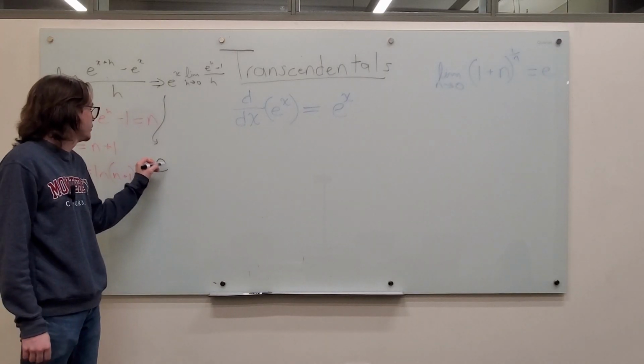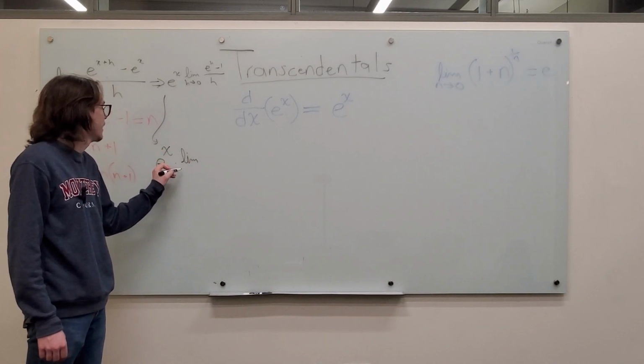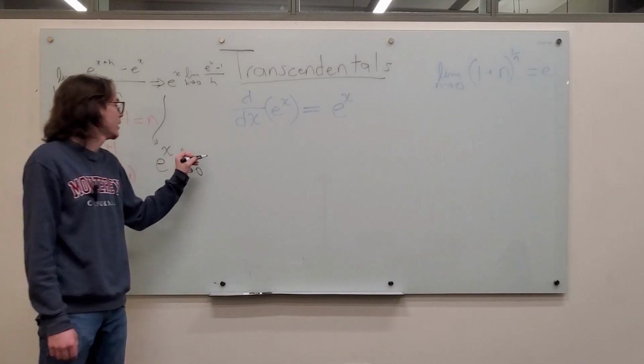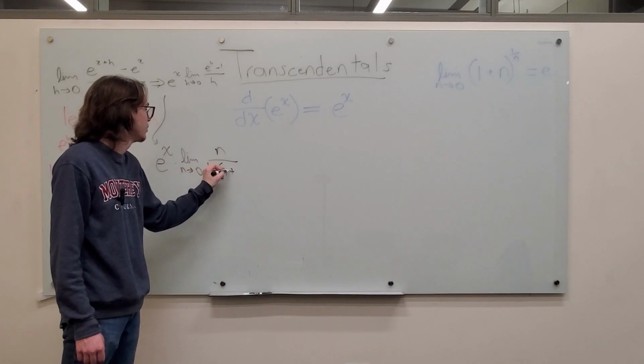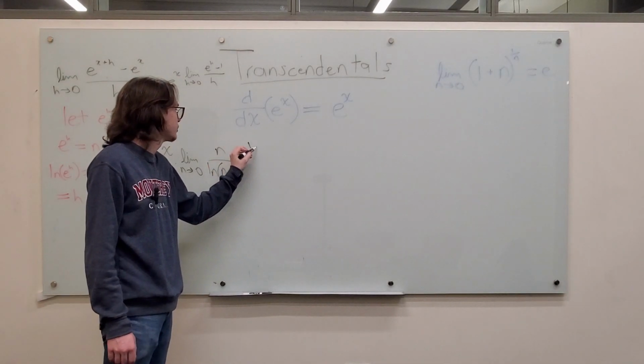So we're going to bring this down. We've got e to the x times the limit as n goes to 0, because once again, we're going to be working in terms of n now. We've got n over the natural log of n plus 1. Bear with me once again, we're going to do a bit of funky algebraic manipulation.